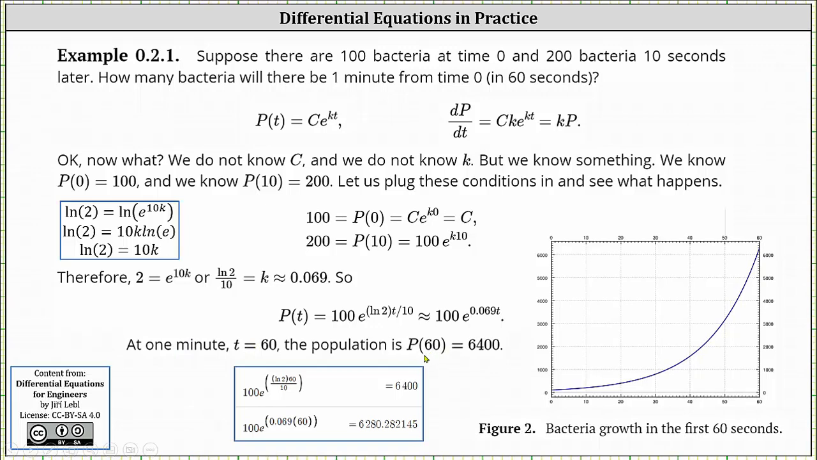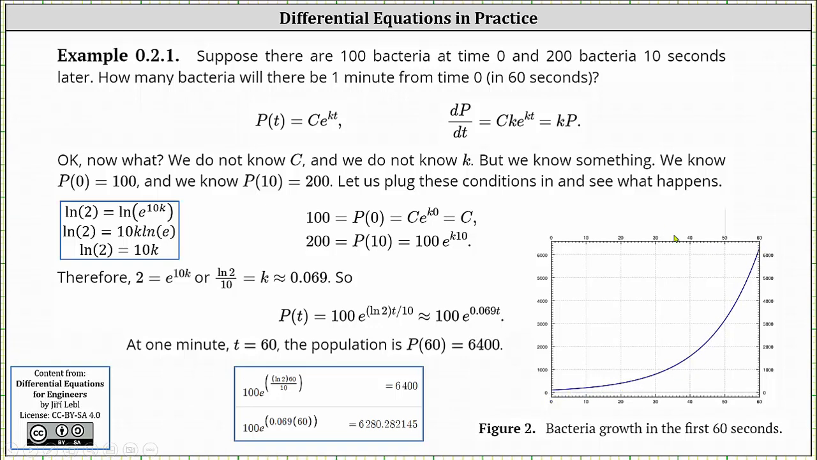And I've shown the work in the calculator below. Notice if we use the exact value of k, we get exactly 6,400. If we use a decimal approximation for k, we have much more of an error. We'll go ahead and say at 1 minute or t equals 60 seconds, the population is P of 60, which is 6,400 bacteria. On the right, we have the graph of P of t, which shows the population increasing as the time increases.